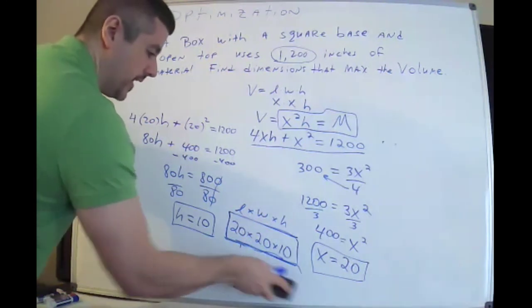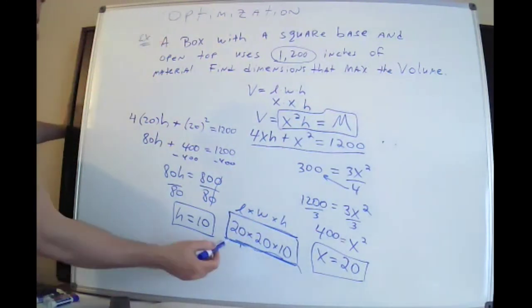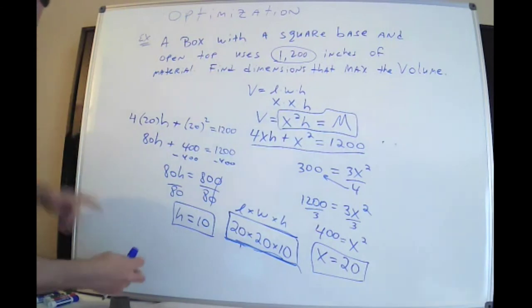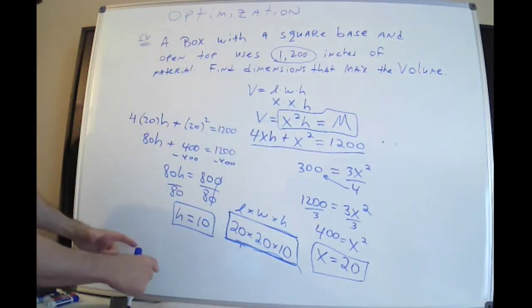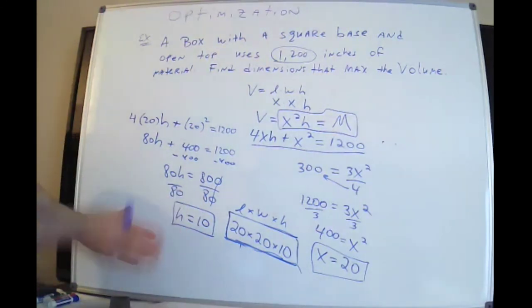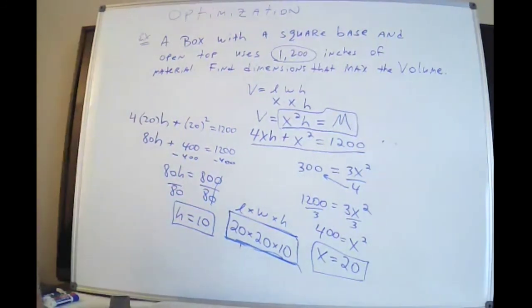I put it there. It's 4,000. But the dimensions are 20 by 20 by 10. So the base is going to be 20 inches by 20 inches. And then the height of the box will be 10. All right. I know it's horrible.